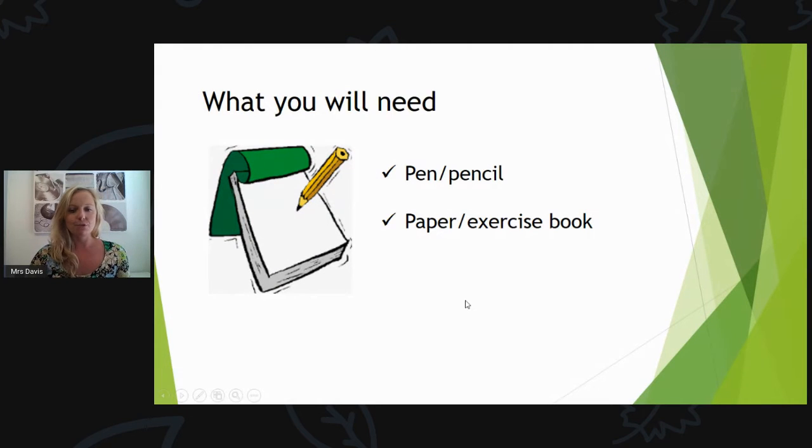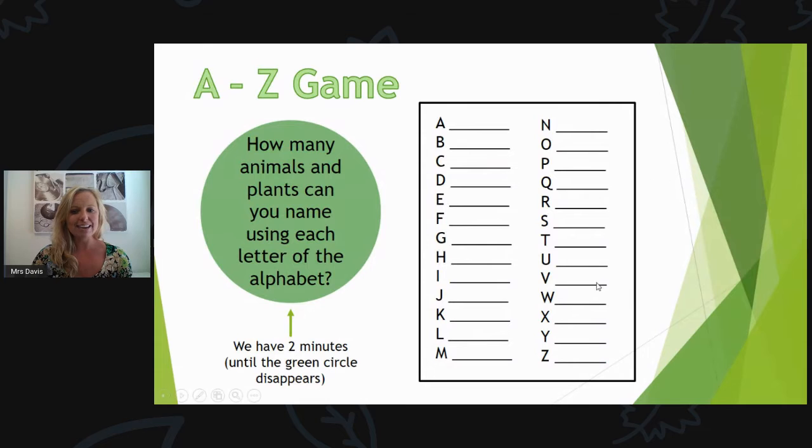So to start off with, let's just remind ourselves what we're going to need. You are going to need this for this next game that we're going to do. So if you need to pause the video to collect your equipment, please do so now. You just need a pen or a pencil and paper and an exercise book if you've got one. Like I say, if not, paper is fine. So pause the video now to go and collect your equipment. Brilliant, well done.